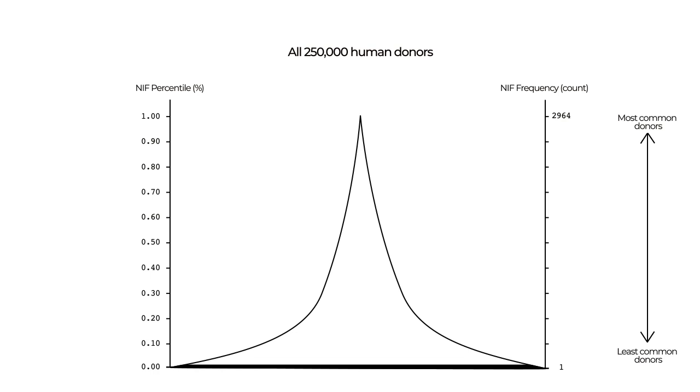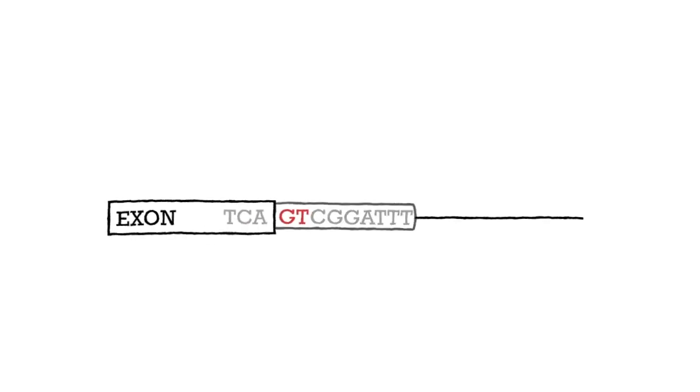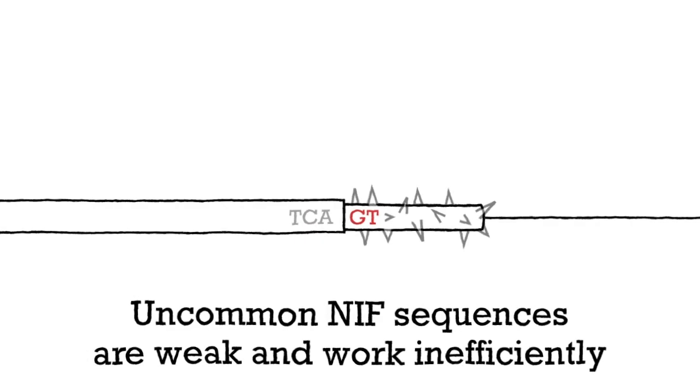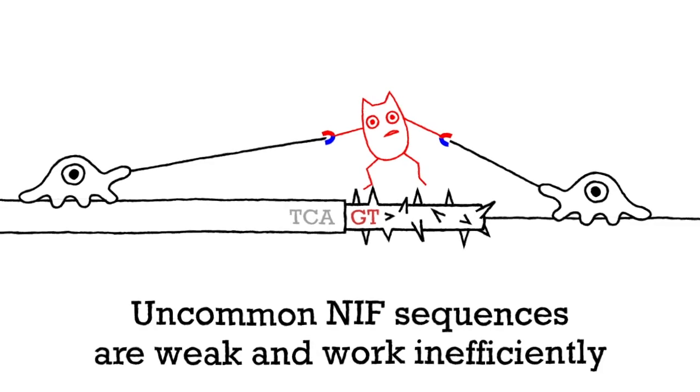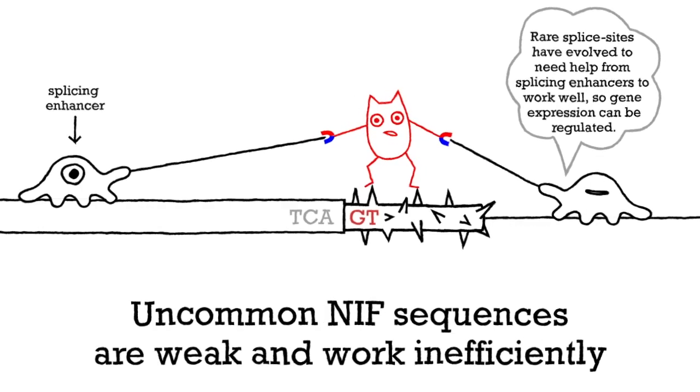So, if we look at the least common 10% of all donors, the raw NIF frequency ranges from 1 to 29, containing around 5,700 different 9-nucleotide sequences, each unique or very rare. These rare splice site sequences have evolved to need help from splicing enhancers to work efficiently so that gene expression can be regulated.